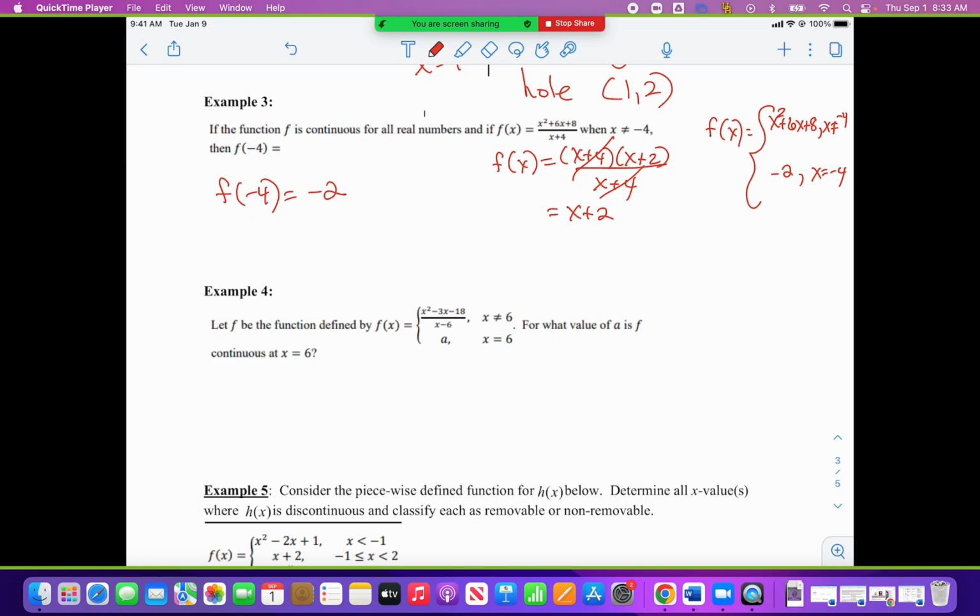All right, example 4. Let f be the function defined by f of x equals x squared minus 3x minus 18 over x minus 6 when x doesn't equal 6, and it's equal to a when x equals 6. So find a. Let me pause and give you a head start. This is very, very similar to the last one. Do you notice I just reworded the problem, but it really is asking the same thing.